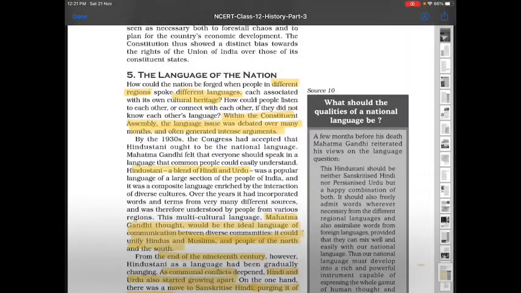Good morning, class. Today we will be starting with this subtopic, that is the language of the nation. As we have already completed the powers of the state, today we will be starting with this subtopic, that is the language of the nation.